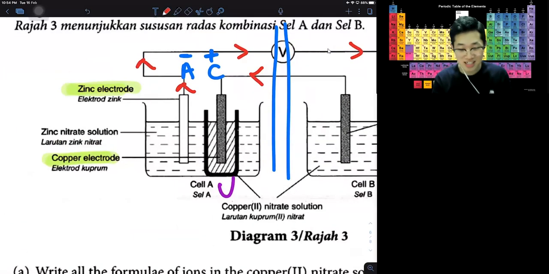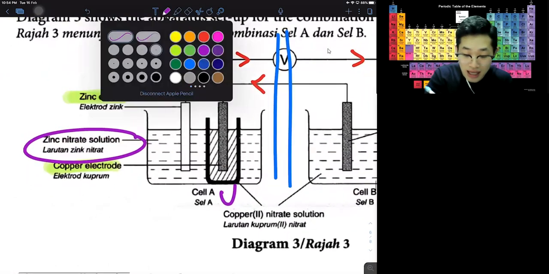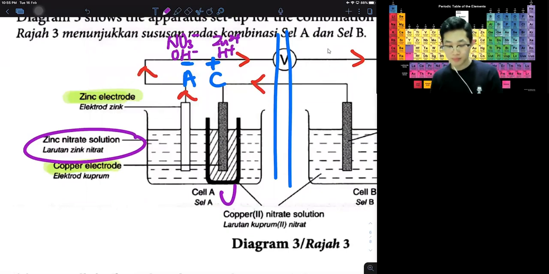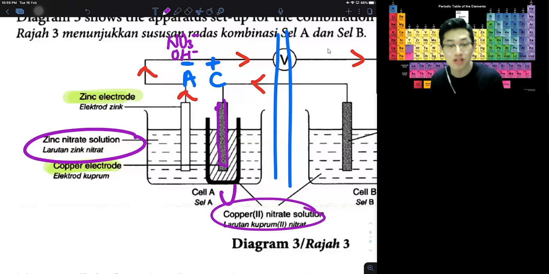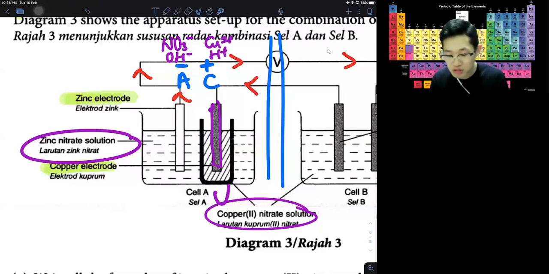Okay, now the solution. Anion goes to anode, cation goes to cathode. Anions: NO3 minus, OH minus. Cations: Zn2 plus and H plus, sorry. Because this cathode is immersed in the copper 2 nitrate solution, the cations are supposed to be Cu2 plus and H plus. We cannot use the zinc, we have to use the copper because the electrode is immersed in copper 2 solution.